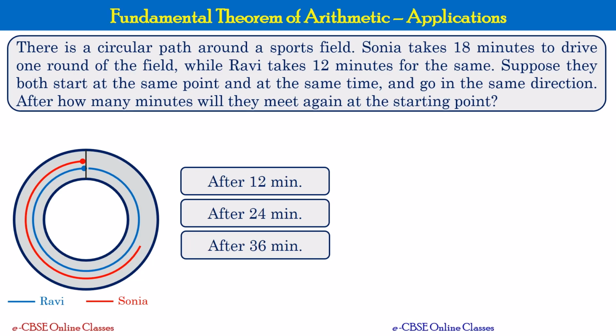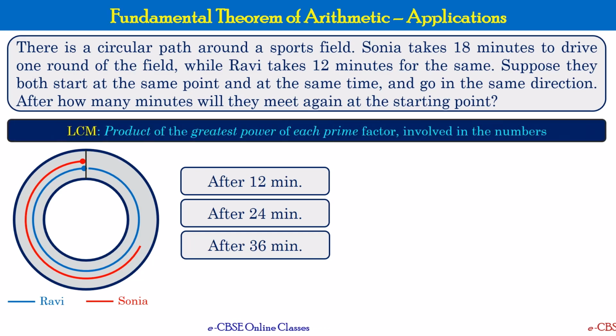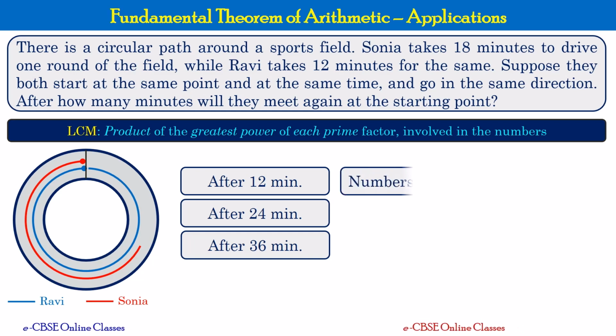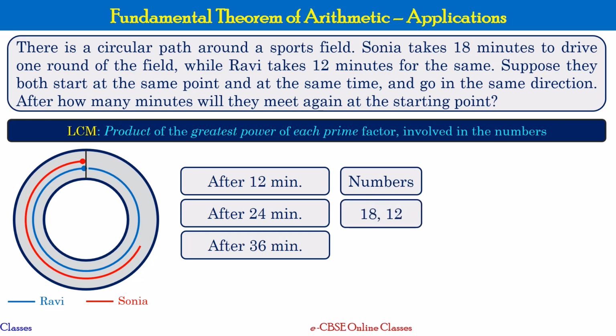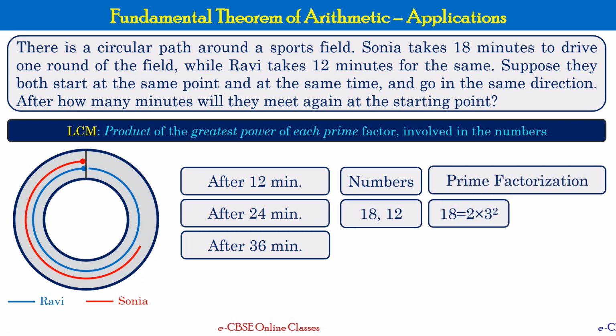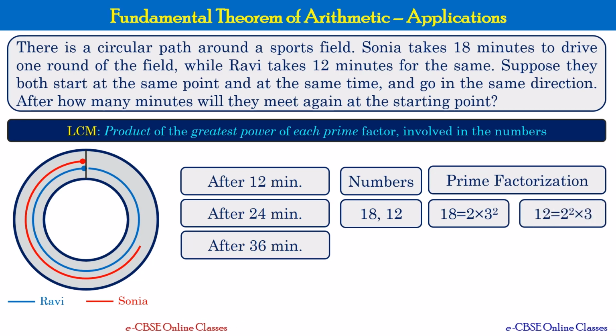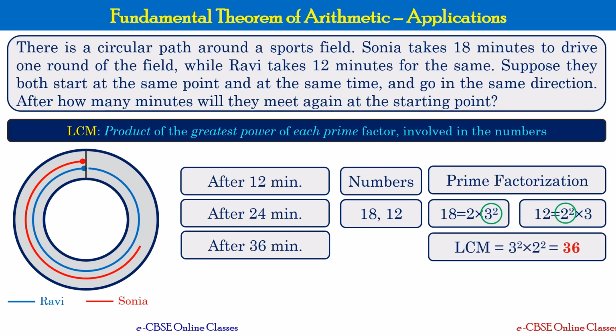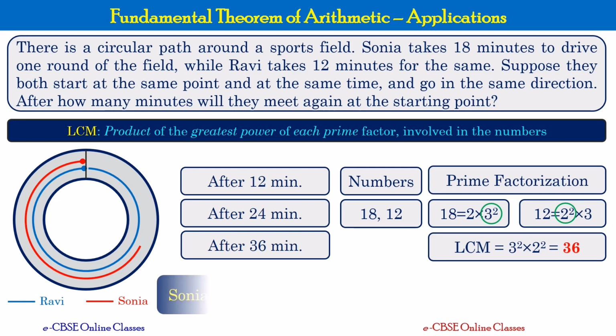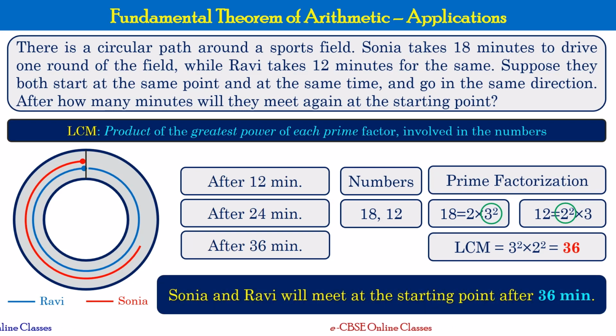So we need to understand that this is an LCM problem. This is a classic problem of LCM. So by definition, LCM is the product of the greatest power of each prime factor involved in the numbers. So the numbers involved are 18 and 12. Prime factorization, 18 is equal to 2 into 3 square, 12 is equal to 2 square into 3. So as per the definition of LCM, we need to find the greatest powers of all the prime factors involved. So that is 3 square into 2 square, which becomes 36. So the answer to the above question is Sonia and Ravi will meet at the starting point after 36 minutes.